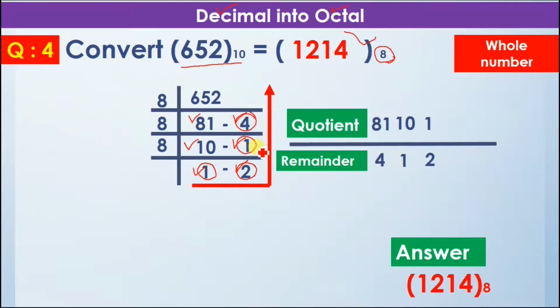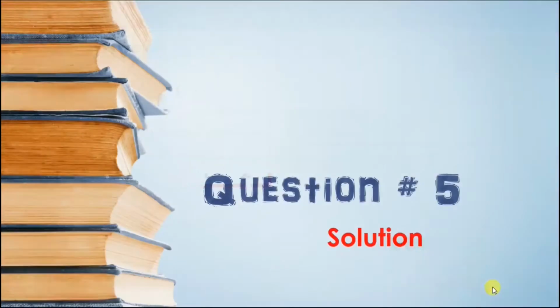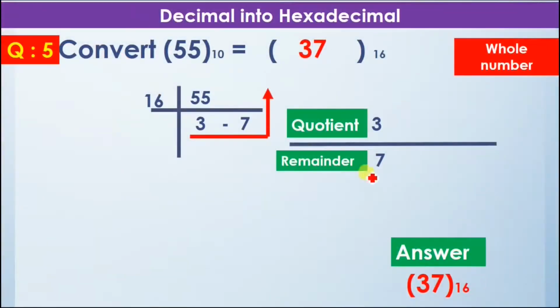So now we can say that the number 652 in decimal is equal to 1214 in octal. So this is how we can solve question number 4. Next we move to question number 5, and here we have to convert a decimal number into hexadecimal. The decimal number given is 55 and we have to convert it into hexadecimal.